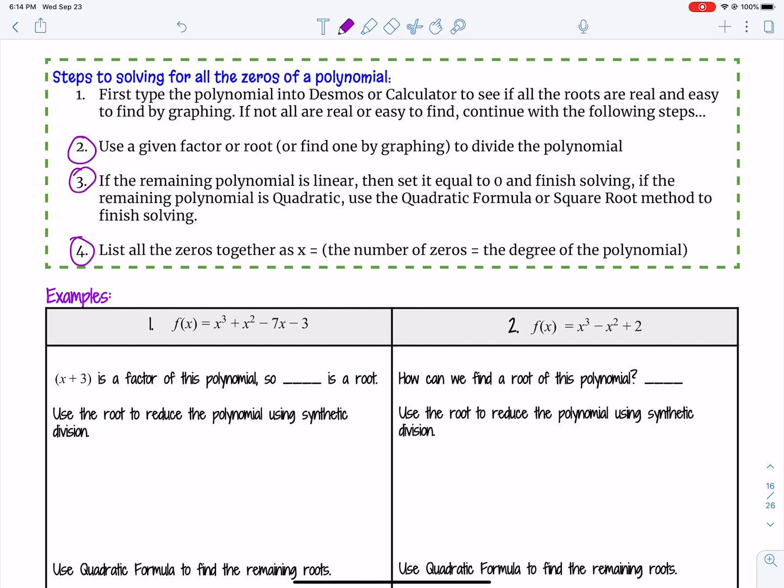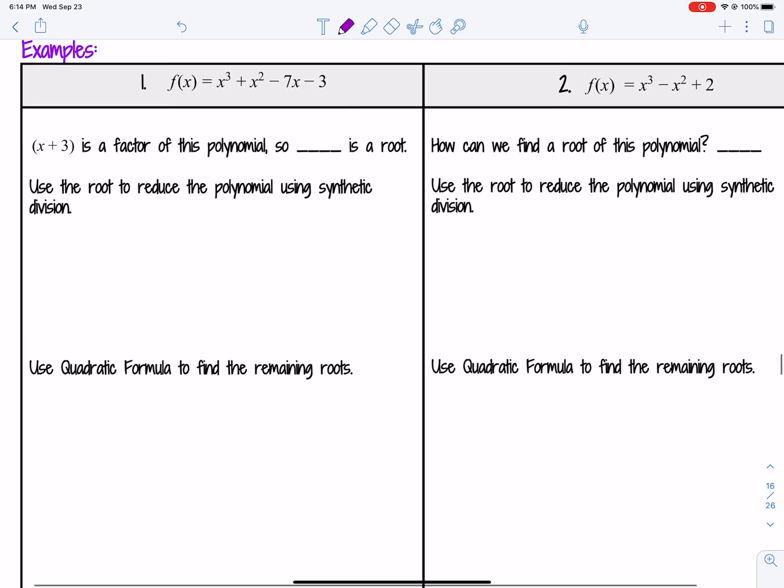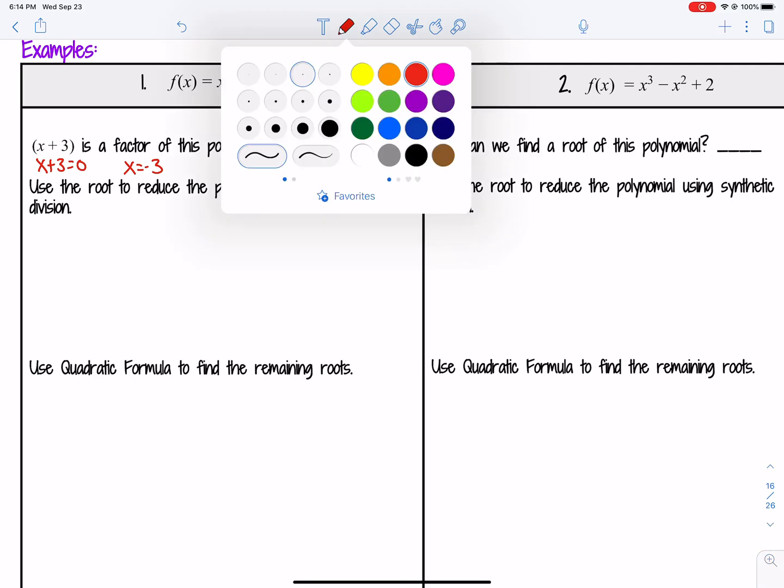Okay, so we're going to go over two good examples of this. Example 1 is f of x equals x cubed plus x squared minus 7x minus 3. They told us x plus 3 is a factor of this polynomial. So we know that if we say x plus 3 equals 0, then x equals negative 3 is a root.